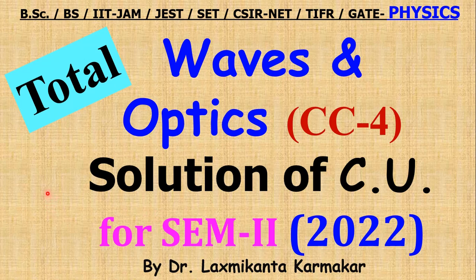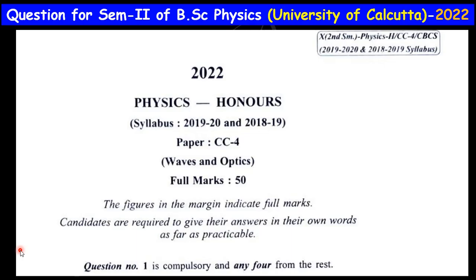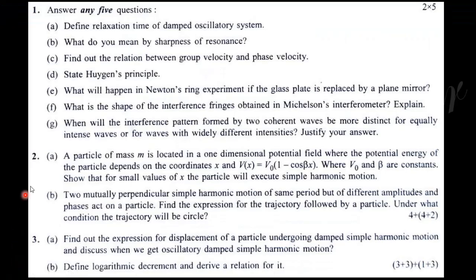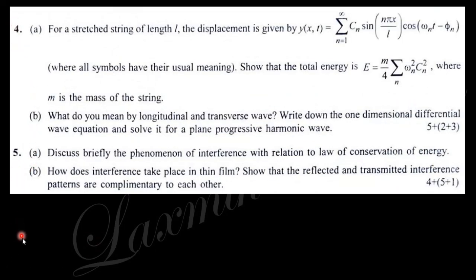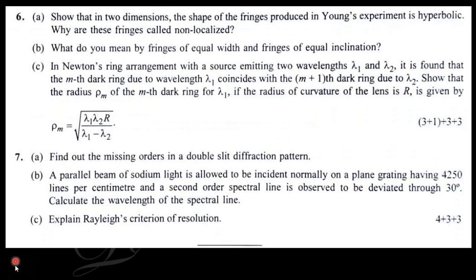Today we want to discuss the solution of the paper CC4, that is Wave and Optics for semester 2, of the year 2022 Physics Honors, Calcutta University. You can see the total question paper. This is question number 1, 2, 3, then question number 4, 5, 6 and 7.